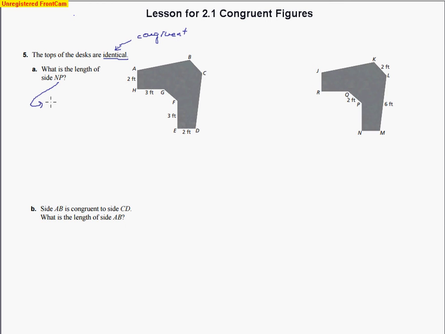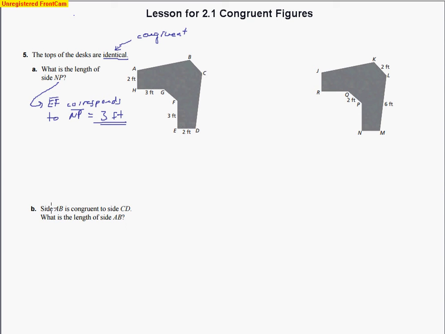And we see that EF corresponds to NP. So if you look at NP, it's the same position as E and F. And E and F is 3 feet. So this would equal 3 feet.